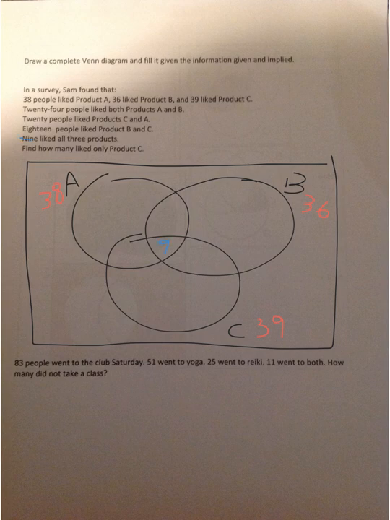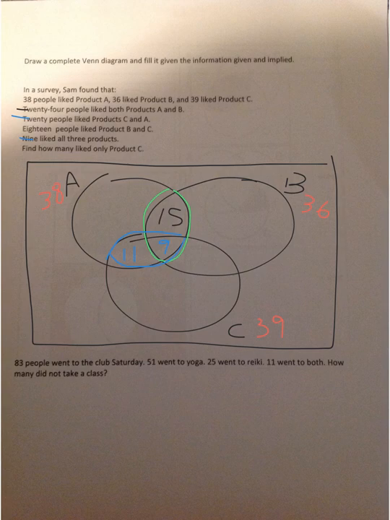Okay, so I found that 9 liked all three products. Now I have 24 people liked both A and B. So this is A and B, which means if I have 9 liking all three, then I have 15 liking A and B. 20 people liked products C and A. So C and A is right here. If 20 people liked these, 9 liked all three, we have 11 in the center.